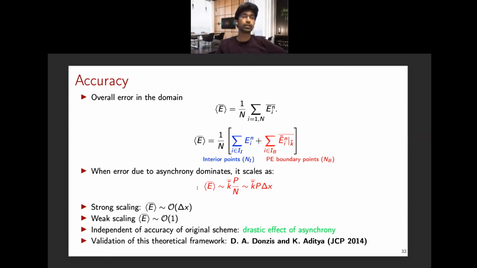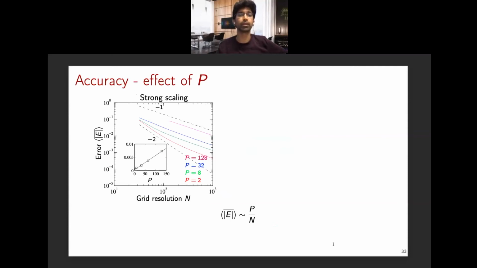In the first case, we would obtain from this relation that the error is first order accurate. In the second case, you would obtain that the error is zeroth order accurate. So this theoretical framework has been validated using several numerical experiments, which I'll show you in the next few slides. And this is presented in the reference given below.